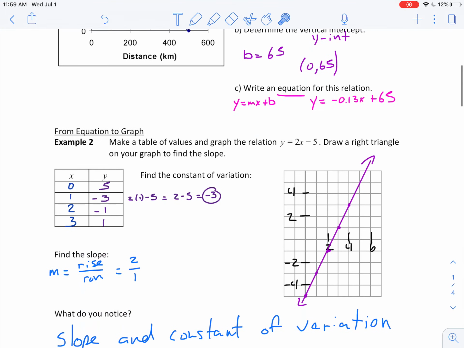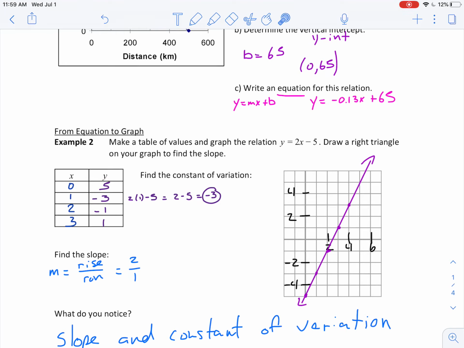If we go from an equation to a graph: make a table of values and graph the relation y equals 2x minus 5. Draw a right triangle on your graph to find the slope. I'll do that later. In my table of values, my x values, I'm just going to write 0, 1, 2, and 3. So when x is 0, when x is 1, when x is 2, and when x is 3.